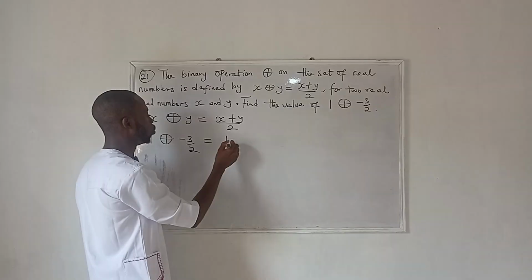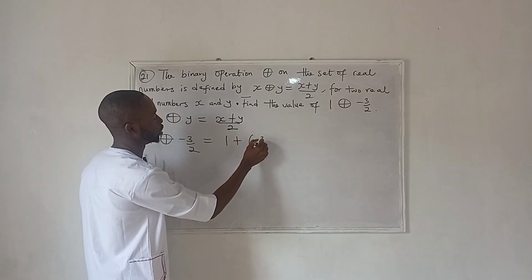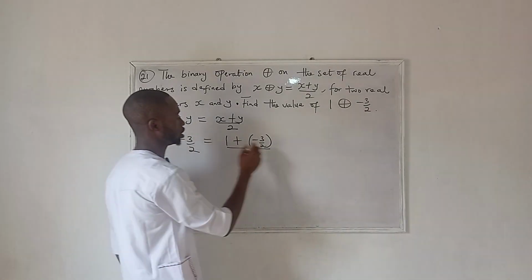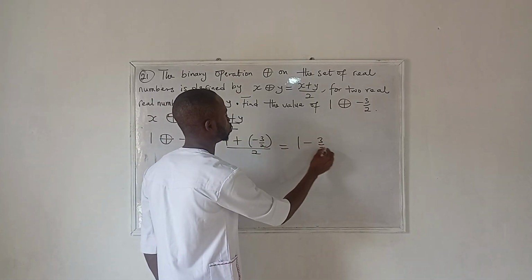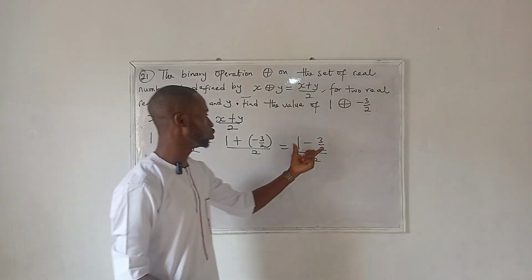So that gives me 1 plus, what is my value for y? y is minus 3 over 2, all over 2. So that being said, this can be reduced to (1 minus 3 over 2) over 2. Now I want to quickly tell you something on how you can do this without solving.